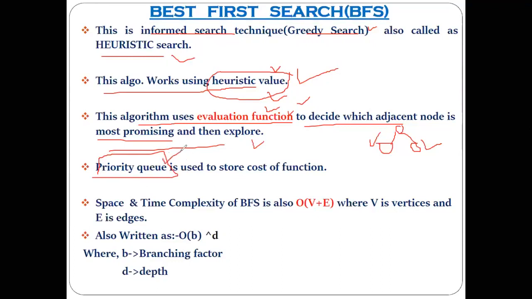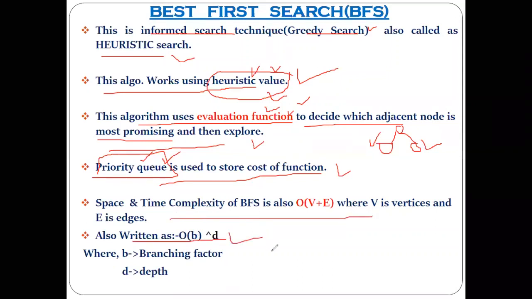The particular node which has the highest priority according to the heuristic value will get first preference in the case of priority queues. That's why I have written here: priority queue is used to store the cost function. Okay, the parameters for evaluating the complexity are similar: the complexity is O(b^d), where b is the branching factor and d is the depth.